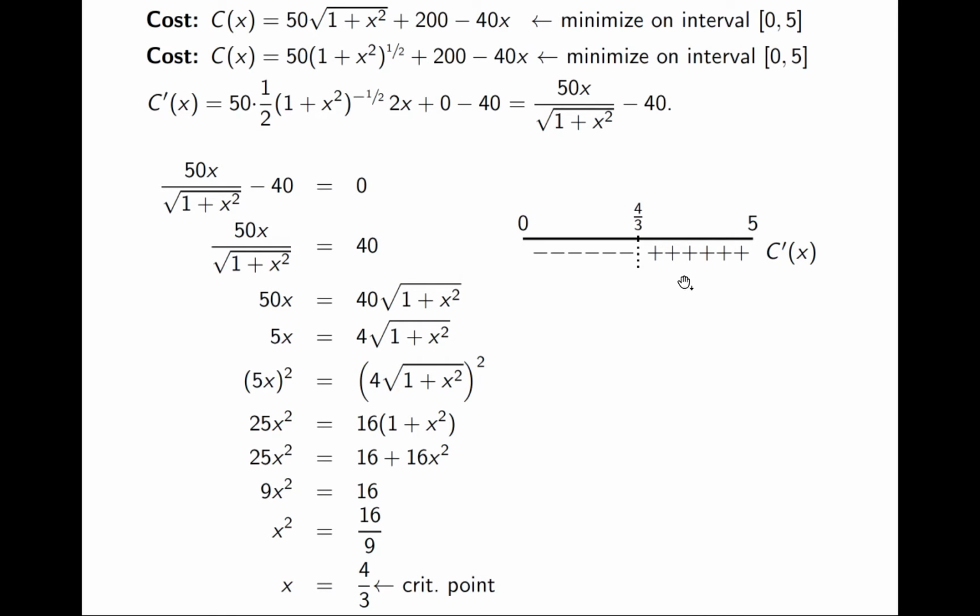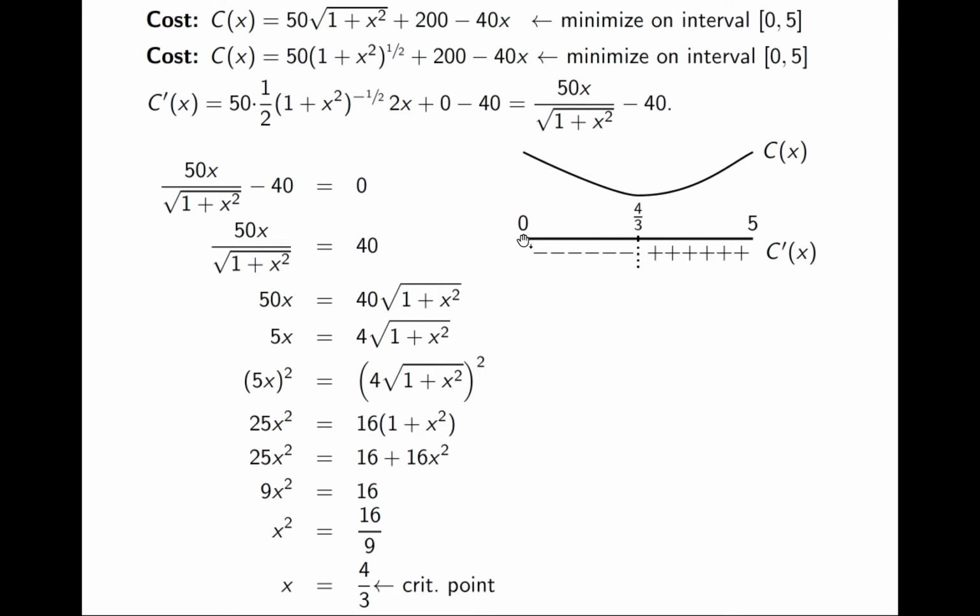So the graph of c of x was decreasing until 4/3, and then it started increasing again. And we have a local minimum right there. So the graph looks something like this, the graph of cost in terms of x. And you could see here you get an absolute minimum of 4/3 for cost.